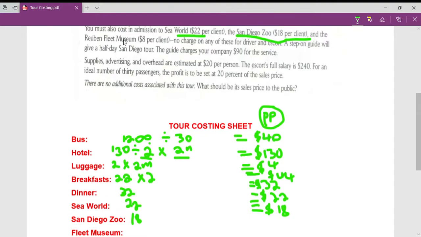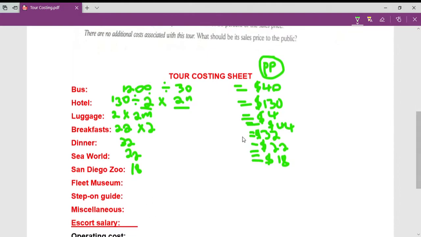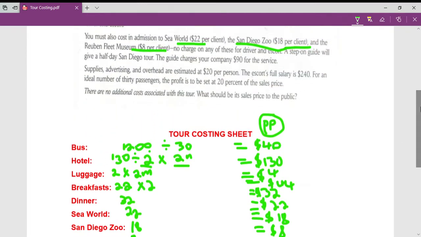And then we also have a museum, which will cost $8 per client. Again, we have 8, and then we carry that 8 as it is. This is relatively simple with regards to those prices where you don't have to calculate them. And then we can go back and have a look at, is there anything else?